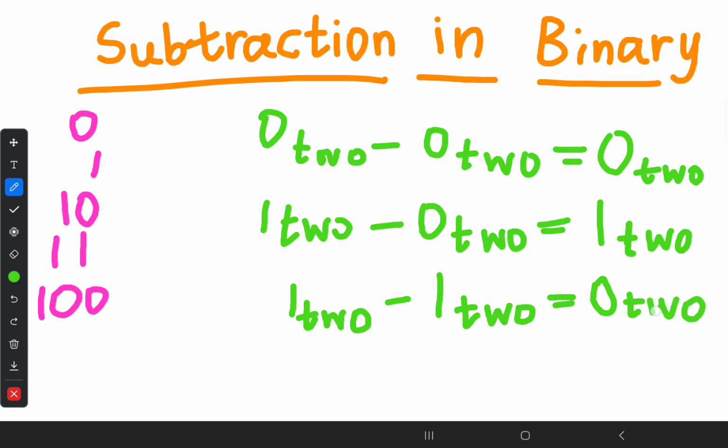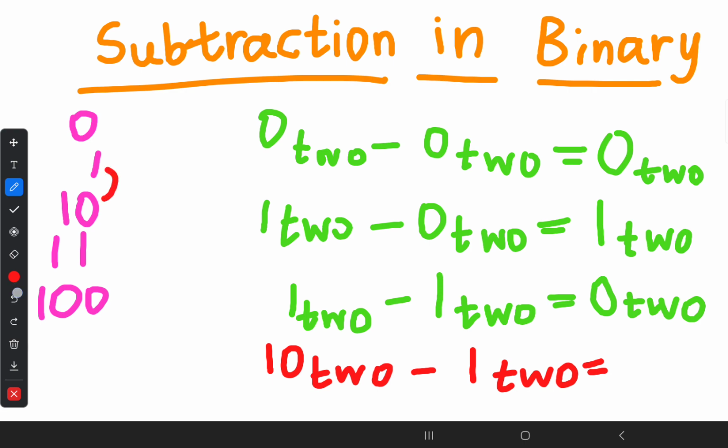Then the next important thing, 10 base 2. Okay, 10 minus 1. 10 minus 1, that's 9. 9 is not a binary number, so less than 9, the next binary number was 1. So it would be 1.